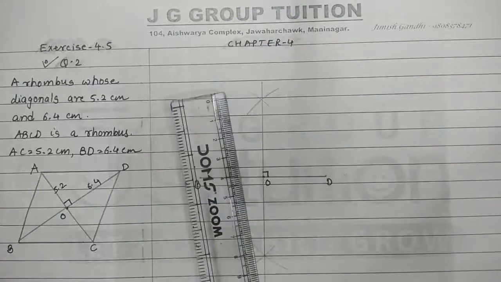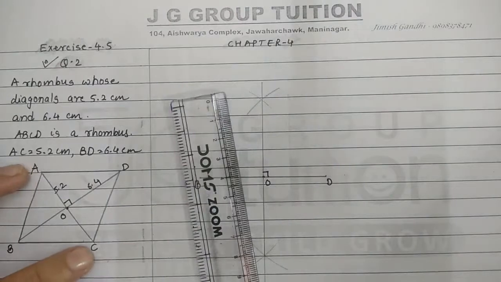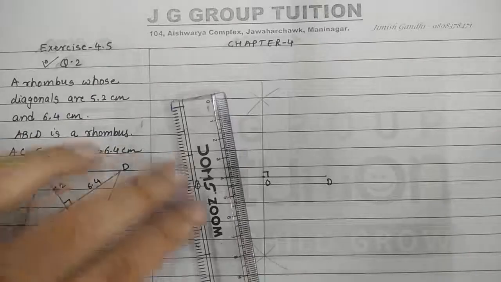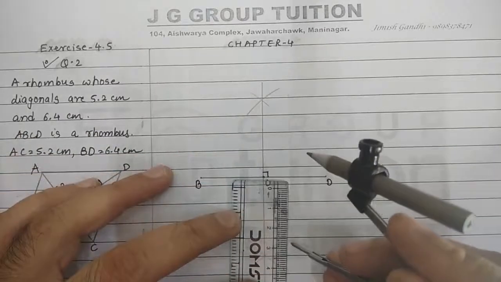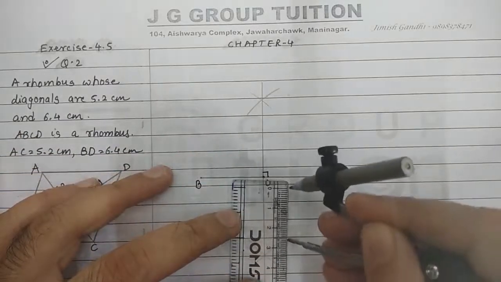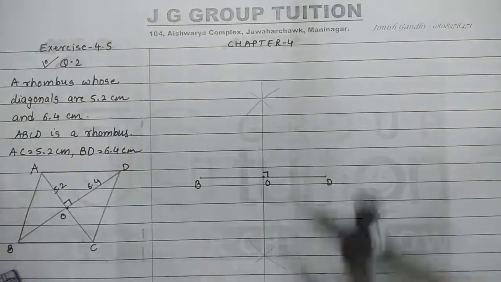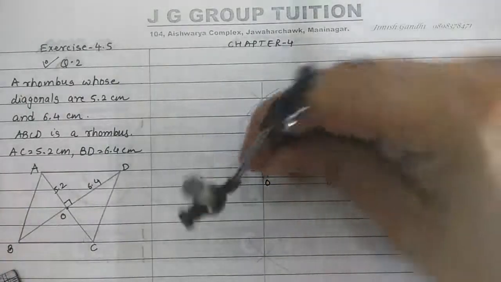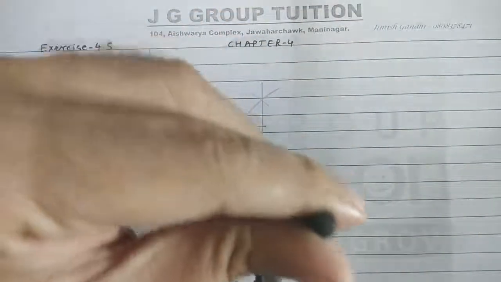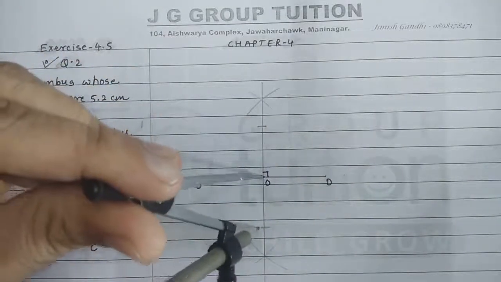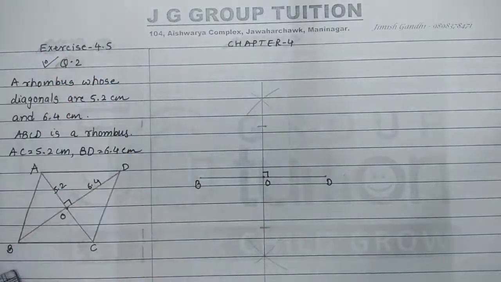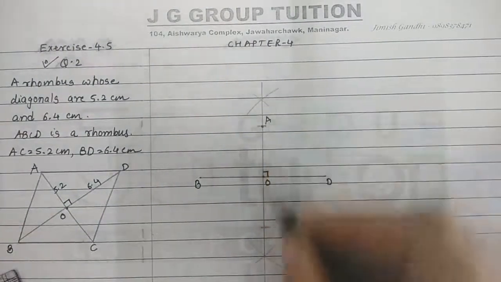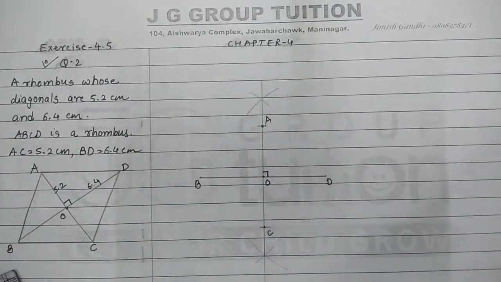Now how to get AC? As the length of AC is 5.2, from point O the length to A is half of this, that is 2.6. So we should draw an arc of 2.6, which is half of 5.2, from point O on the upper side, and the same length arc we should draw on the lower side, that is of 2.6. These two intersecting points we should name A and C. So points A and C we also obtain.